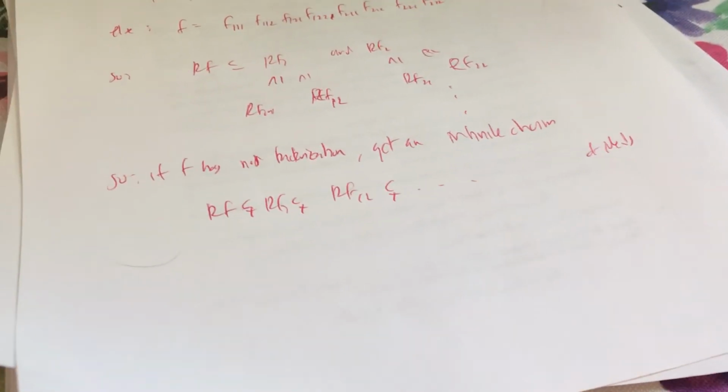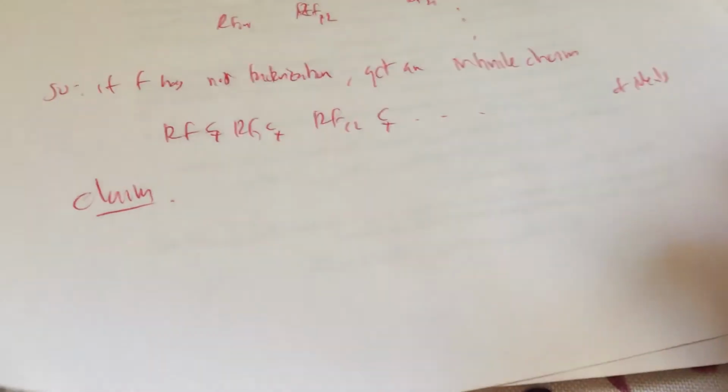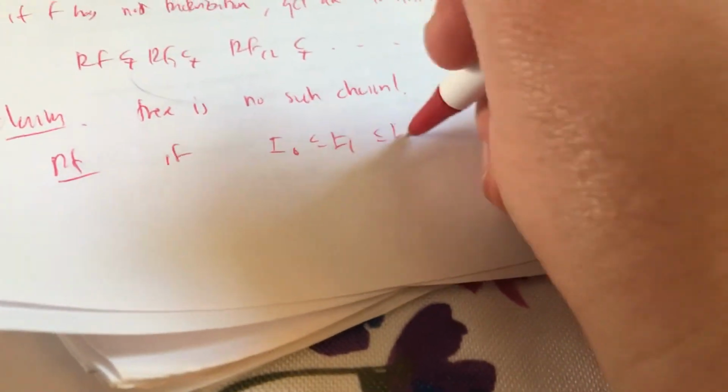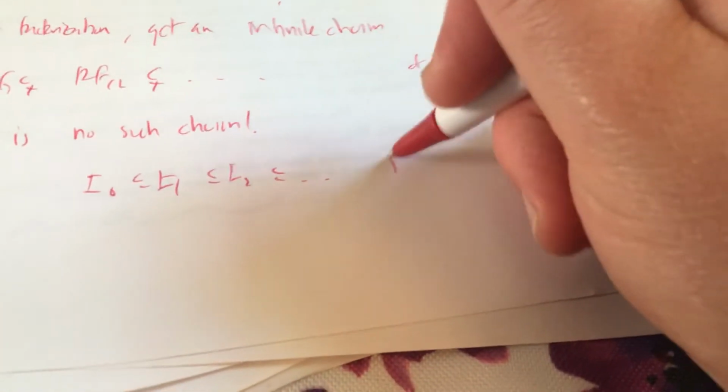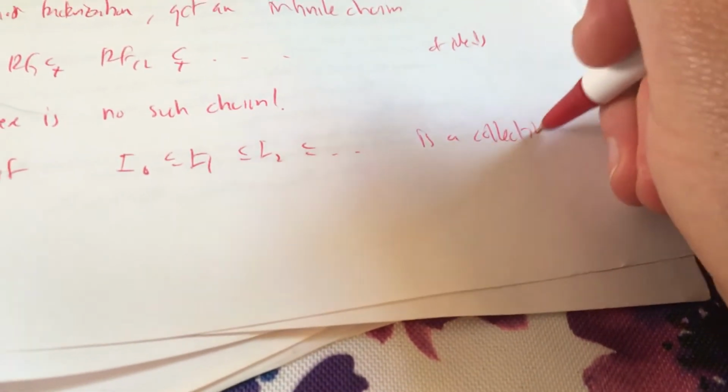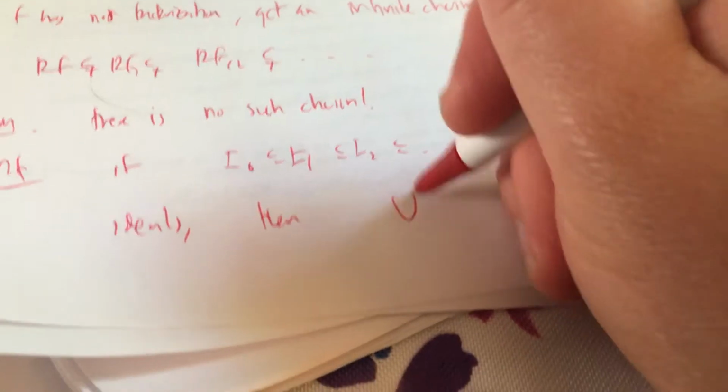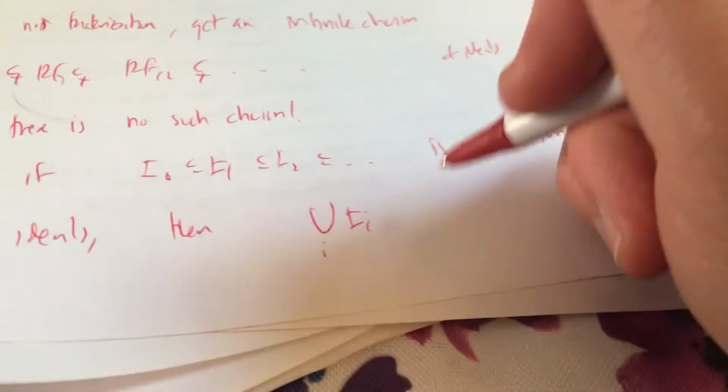But now the claim is that there is no such chain. The claim is that an infinite chain like this can't exist in a PID. Okay, and then what's the proof? So the proof is, if I have a sequence of ideals, I0 contained in I1 contained in I2 and so on, a collection of ideals in a ring, then the union of those Ii is an ideal.